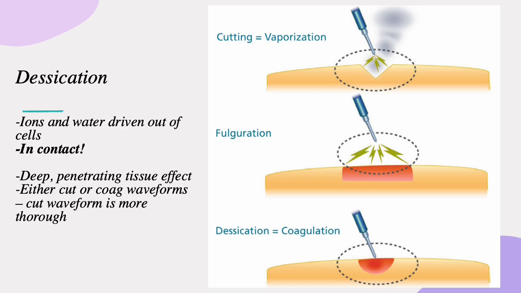And then desiccation, like I mentioned, you could either use in cut or coag waveforms. So this is when you're actually contacting tissue. Ions and water are driven out of the cells, and it's a deep penetrating tissue effect. So like I said, either cut or coag waveforms, but the cut waveform is a more thorough coagulation, a more thorough burn.